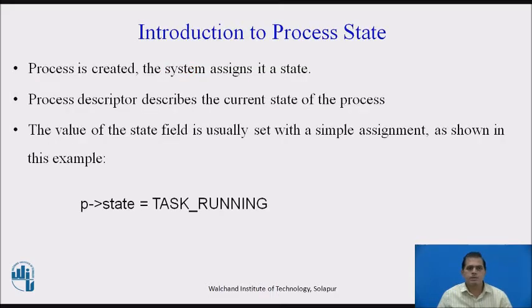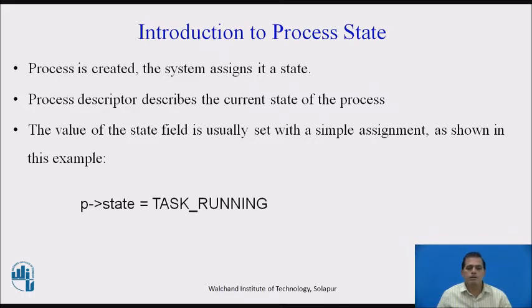Talking about process state, we know already a process is created and the system assigns its state. We define a process as a program instance which is currently being executed in the operating system. The process descriptor describes the current state of the process when the process runs from the ready queue, and the value of the state field is usually set with a simple assignment, as shown in the example p state is equal to task running. In this example, p stands for process, state stands for the state of the process, and task running stands for the currently running process in the processor.